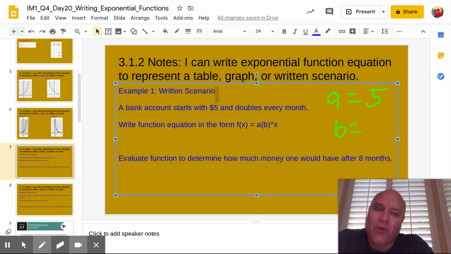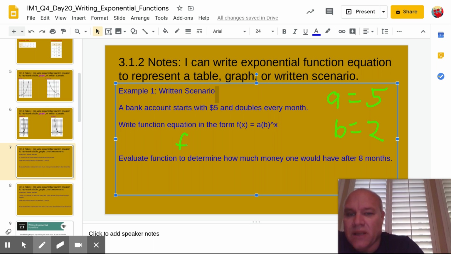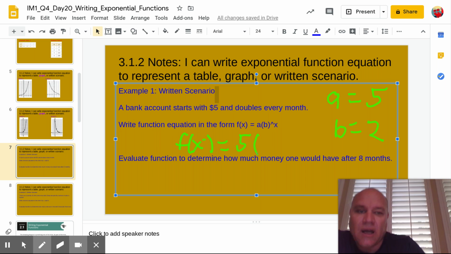Now, it doubles every month. What does that mean as the multiplier? What number do we use to double something? That's right, 2. So we are going to have b as 2. So now we write the function. It's going to be simply f of x equals 5 multiplied by 2 to the x.